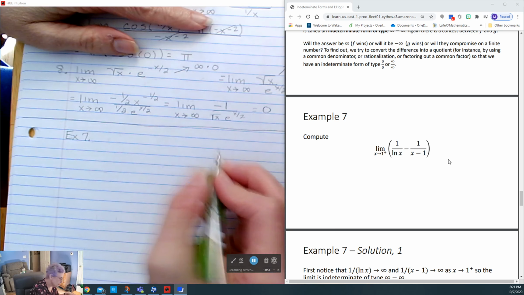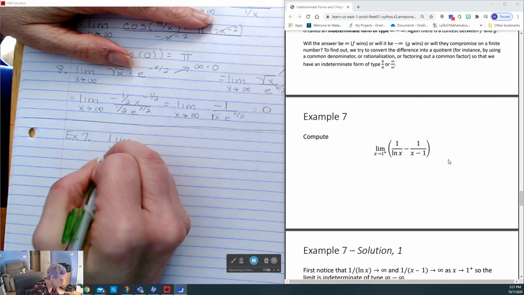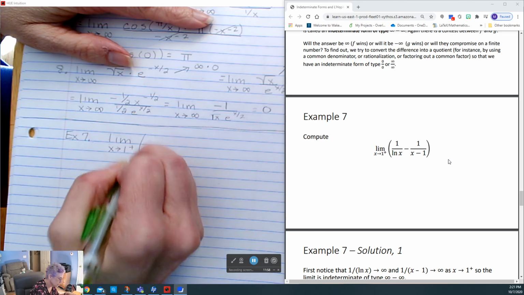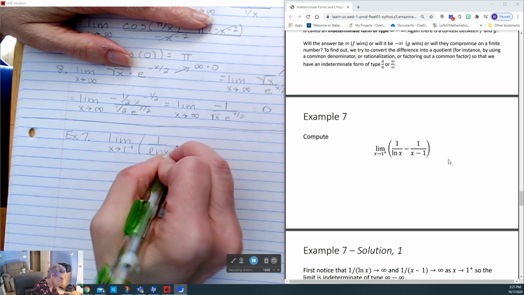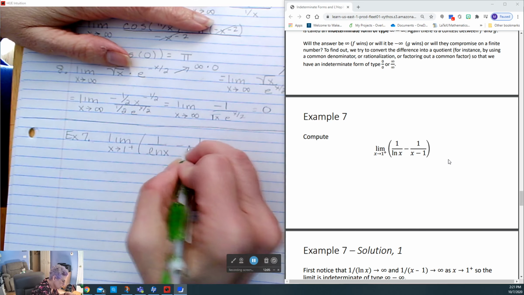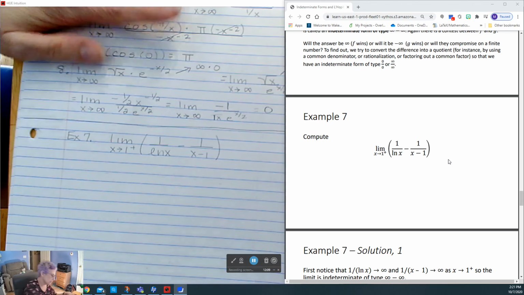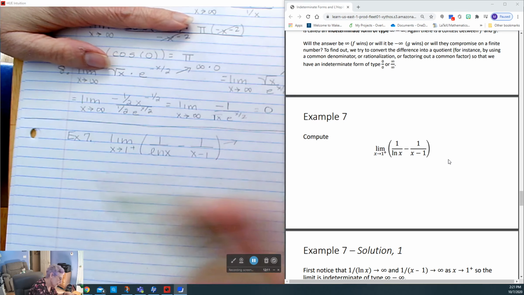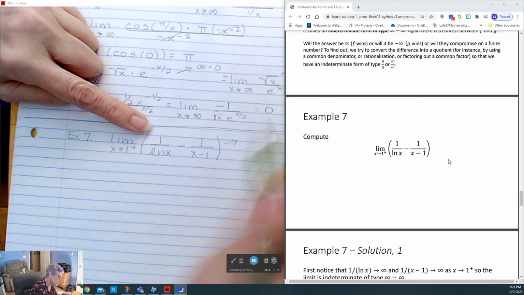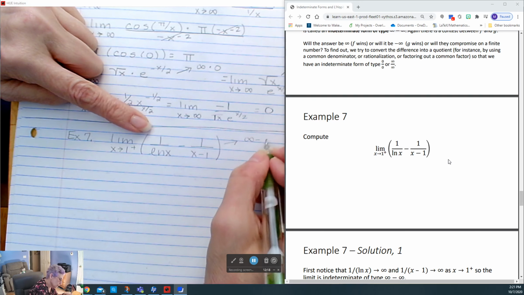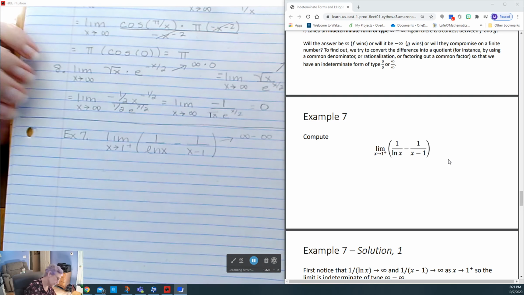So if you have a couple of fractions, like we do in this example, a couple of rational expressions, we have 1 over the natural log of x, and we have 1 over x minus 1. Well, if we try to just plug 1 in for x here, we get 1 over 0 minus 1 over 0. So, bad stuff.